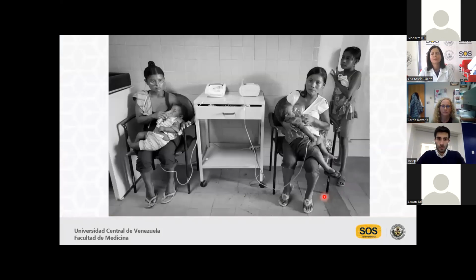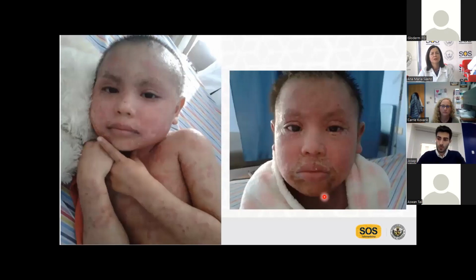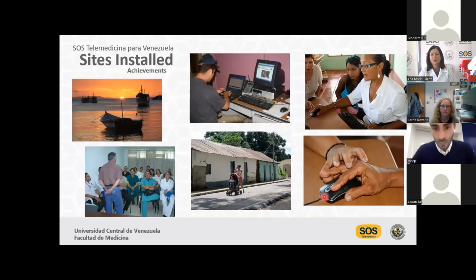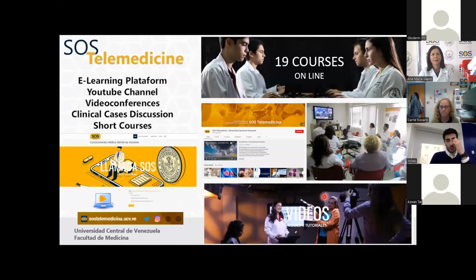So they attended these people who were lacking any health service at the moment, especially for skin conditions. They also educated the health personnel who were working there to handle these new technologies, so they could send the information to the Universidad Central de Venezuela, where the main platform was located, and get and receive information and help to solve the main problems these people have.